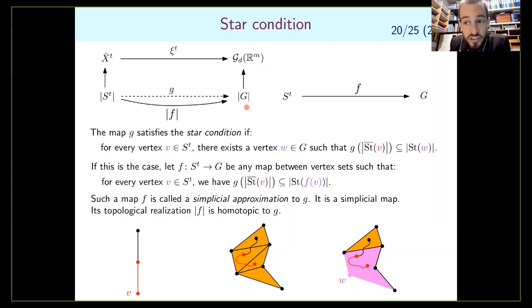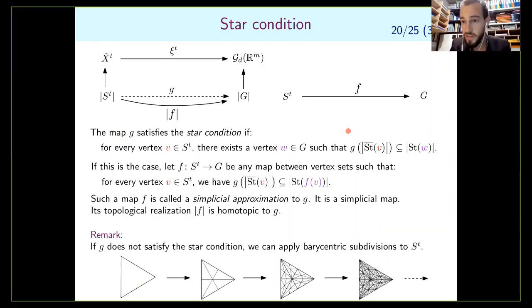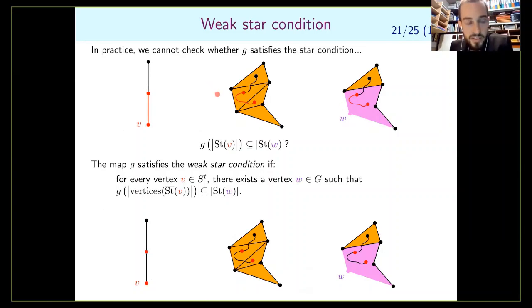If the map G does not satisfy the star condition, there always exists a way to ensure that it does, and it consists in subdividing the first simplicial complex. Okay. In practice, though, we cannot use this star condition directly. This is because we have to make sure that the closed star of V is included in the open star of W, but the closed star of V consists of infinitely many points, and we cannot do infinitely many computations.